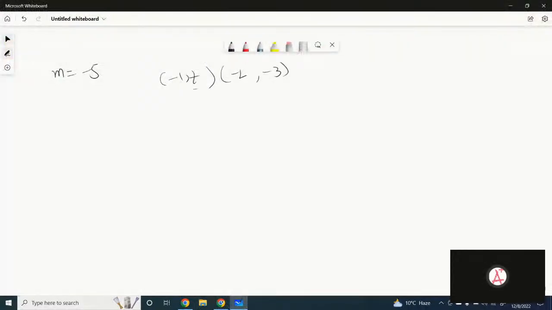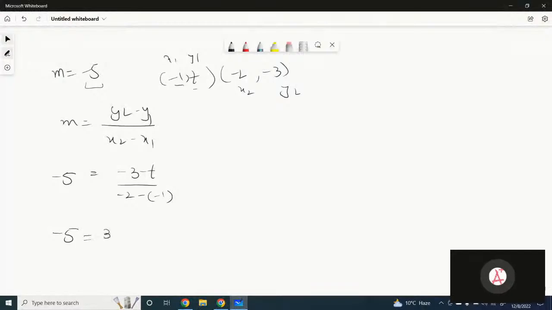We know that the slope m equals y2 minus y1, that is the change in y, divided by x2 minus x1, change in x. This is x1, y1. This is x2, y2. So simply replace all the variables with the values. So here you have negative 5 equals y2, negative 3 minus t, divided by negative 2 minus negative 1.